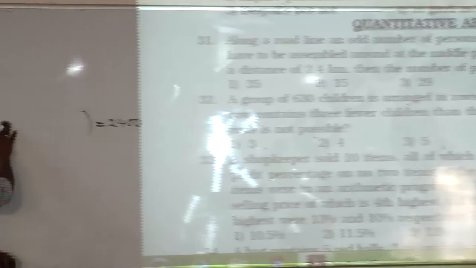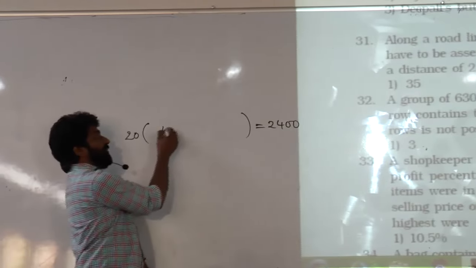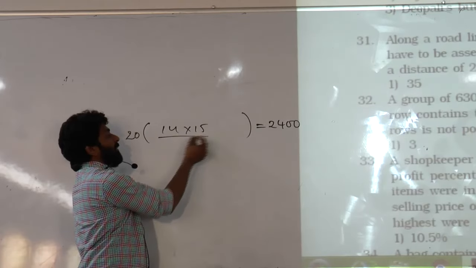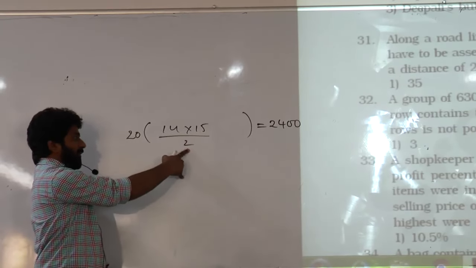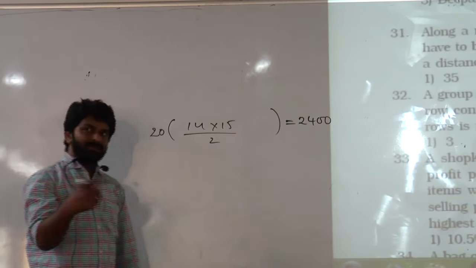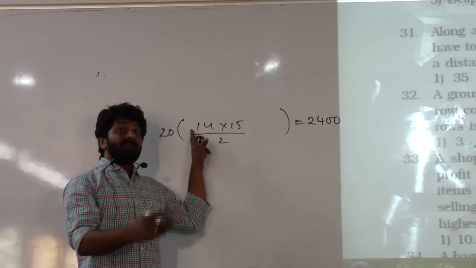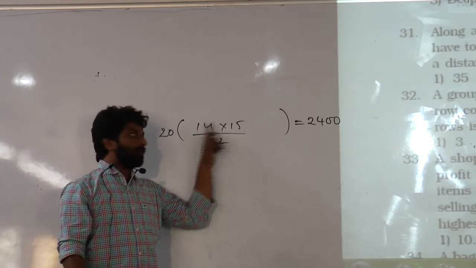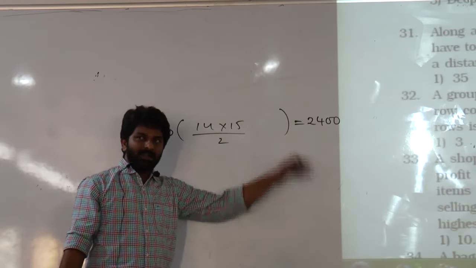14. So the sum of n natural numbers, 14 natural numbers, is 14 into 15 by 2. Forget about 2 here, because we are going to cancel 20 with 2. 14 into 15, small number square plus small number. 14 square, 196, plus 14, 210, but we have 240 here. This cannot be your answer.